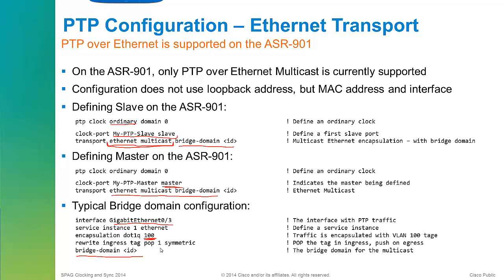And that bridge domain ID has to relate to this ID here, and then your traffic will be diverted to the PTP engine. This rewrite also on the piece going out symmetric means that it will push a VLAN 1 tag. So what this means is you're connected to a master which is sending you multicast PTP traffic with a VLAN tag of 100. This is how you capture it and push it into the PTP stack.